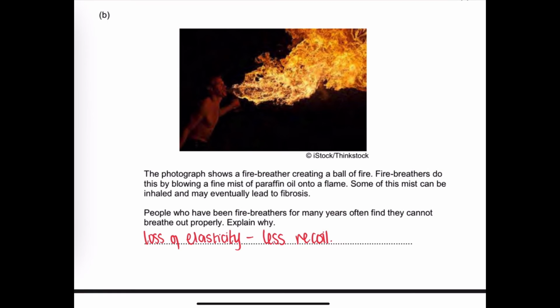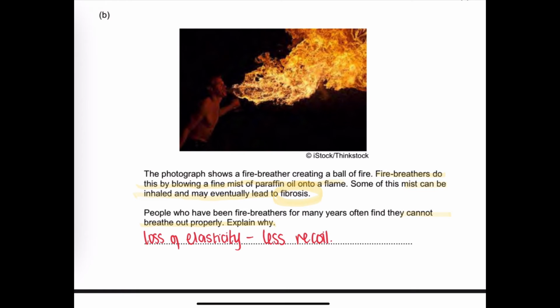B, the photograph shows a fire-breather catching fire. Fire breathers do this by blowing a fine mist of paraffin onto a flame. Some mist can be inhaled and eventually leads to fibrosis. People who have been fire breathers for many years often find that they cannot breathe properly.